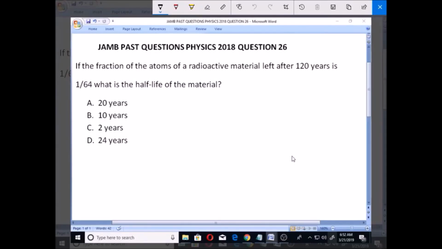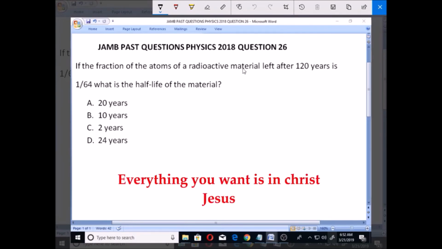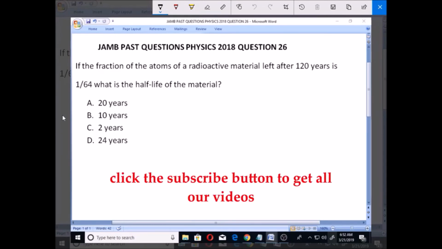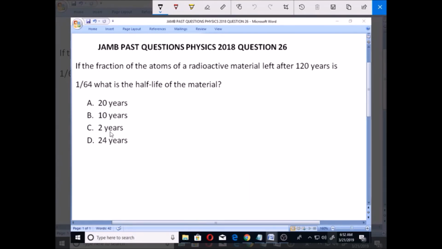Let's look at this Jamb past question, physics 2018, question number 26. If the fraction of atoms of a radioactive material left after 120 years is 1/64, what is the half-life of the material? A. 20 years, B. 10 years, C. 2 years, D. 24 years.